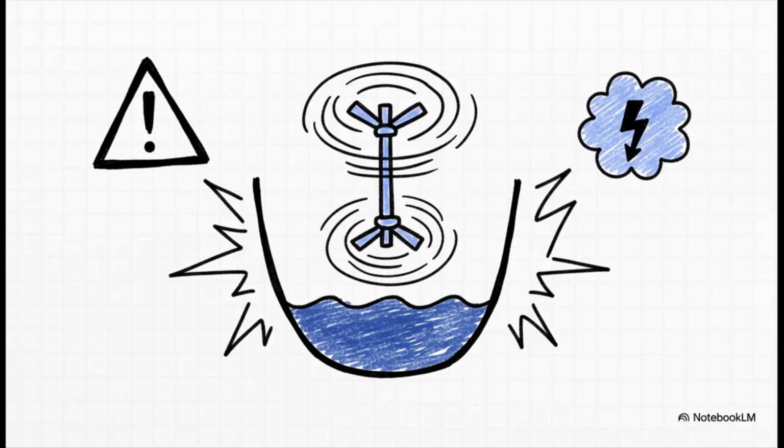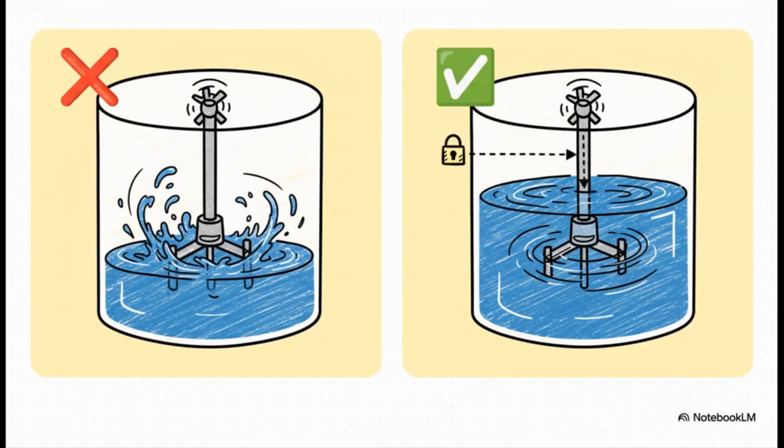Turning one on when it's not sitting in liquid. It sounds easy to avoid, but if the system isn't designed to prevent it, it's a full-blown safety nightmare waiting to happen. So how do you stop that from happening? The fix is actually so simple, it's brilliant. You just add a level sensor.